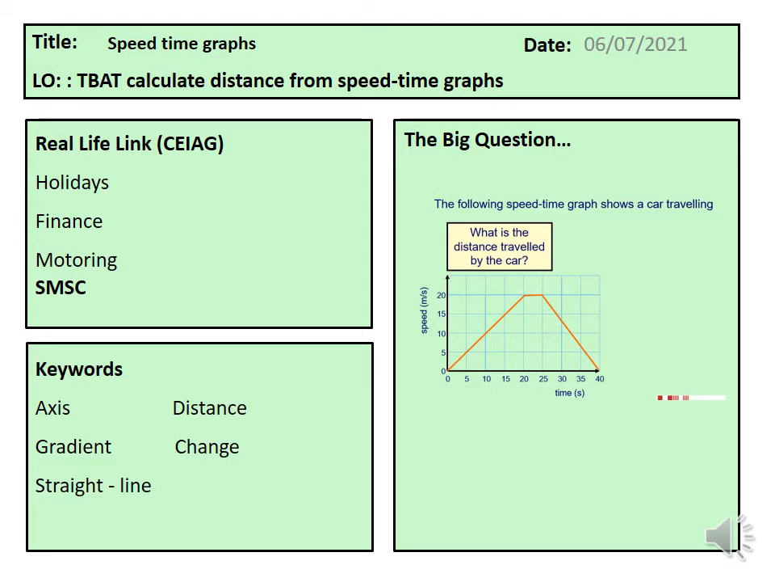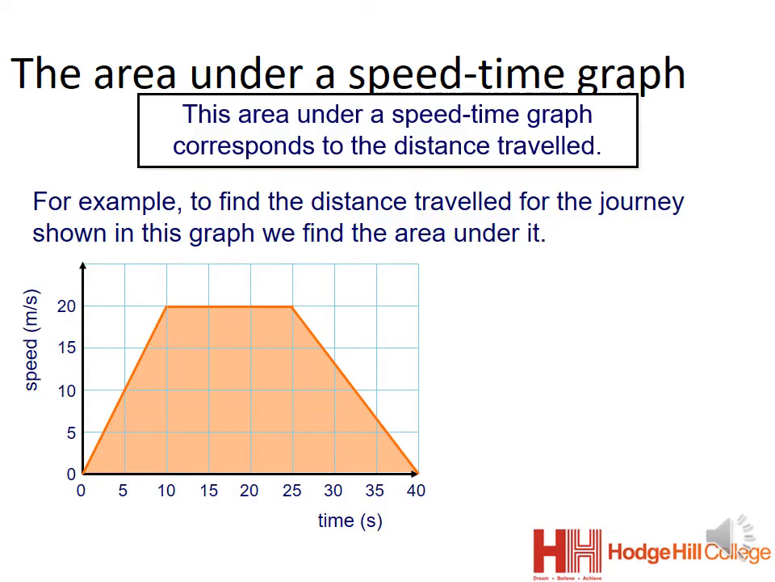Your keywords for this lesson are axis, gradient, straight line, distance and change. So here we have a speed time graph. Notice speed is on our y-axis and time is on our x-axis. All we need to remember is if we are asked to find the distance from a speed time graph, all we have to do is work out the area under it.